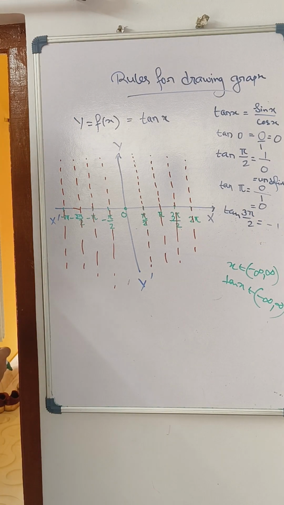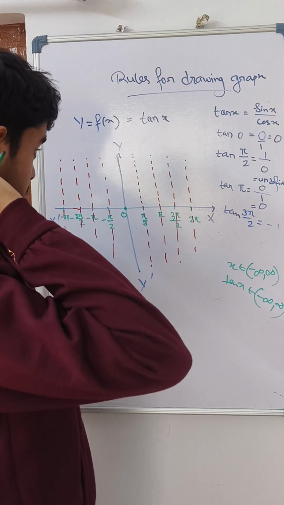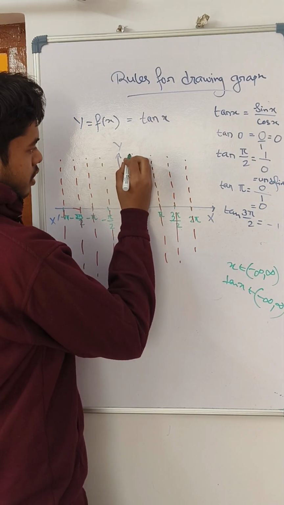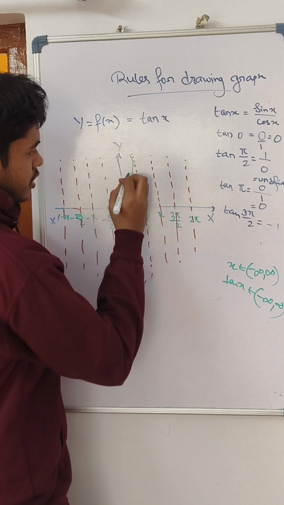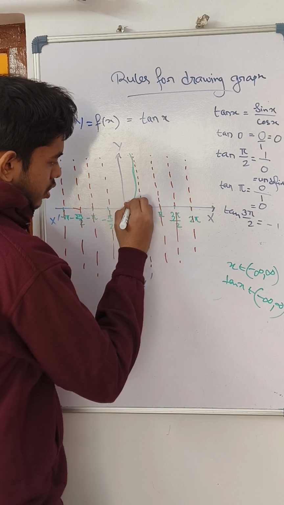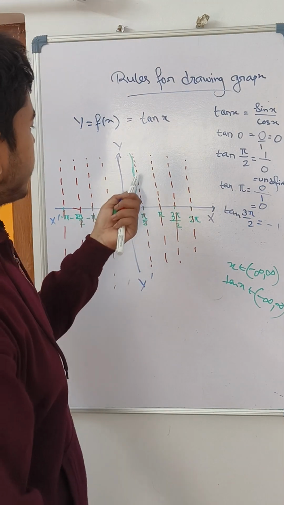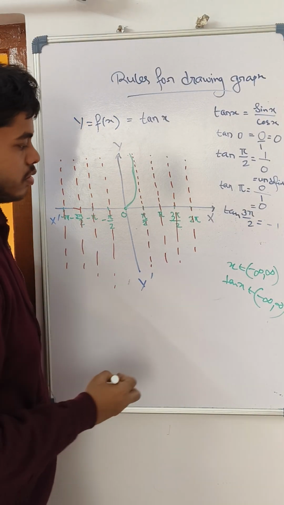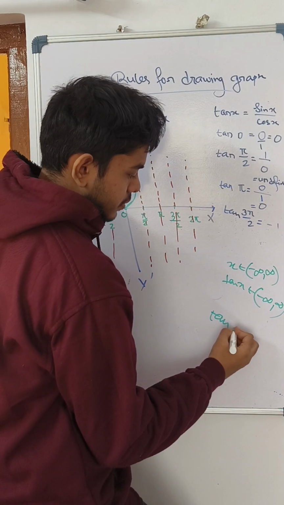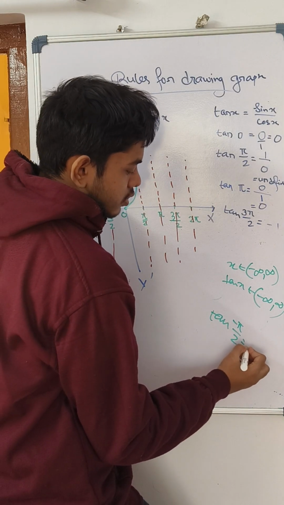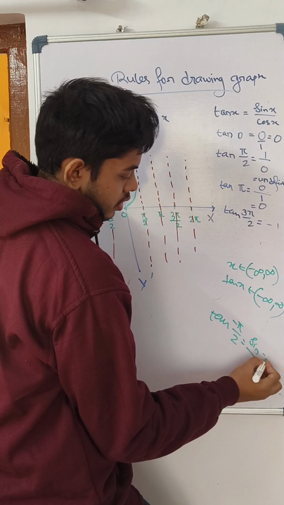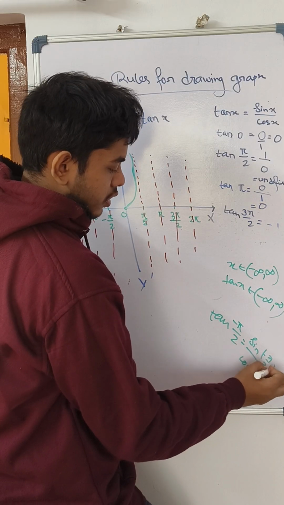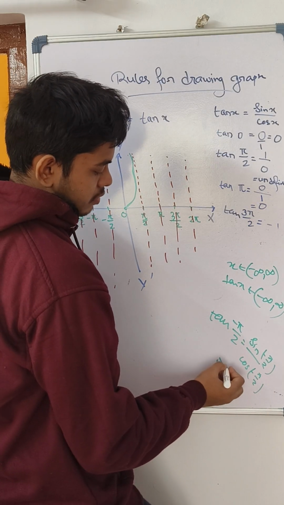Okay. So it is in positive plus. So it comes like this. Okay. It never touches this. Okay. And then minus pi by 2. So, tan minus pi by 2. Sine minus pi by 2 over cos minus pi by 2.